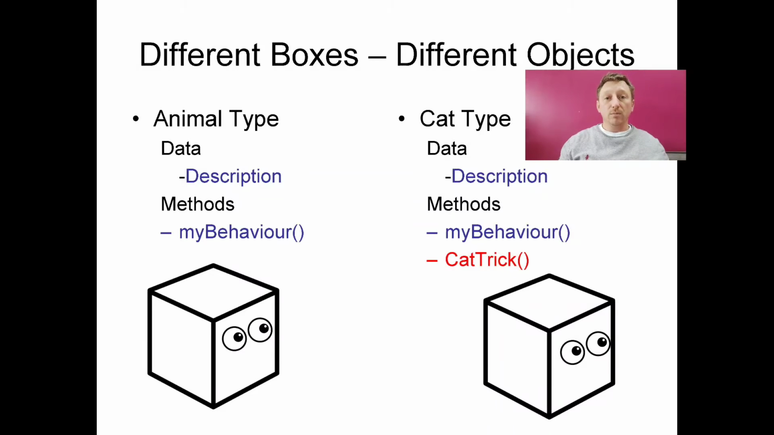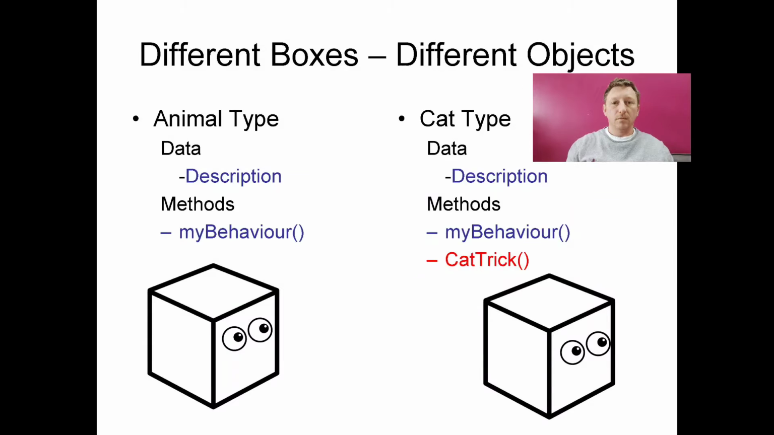Firstly, looking at the boxes, there's just no room for cat trick in the animal box. So firstly, that's got to go. There's no room for it. Cat trick will not exist in this new object that we're building.